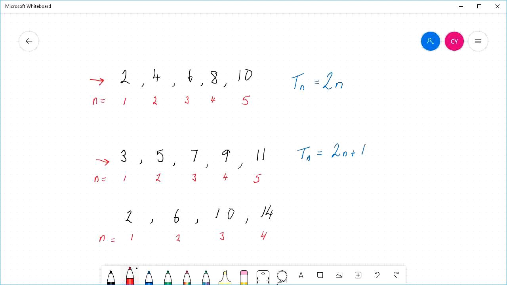Pause the video for a second and see if you can work out the rule for this sequence, 2, 6, 10, 14. I hope you did pause the video and that you worked out that the rule for that sequence is t sub n, the nth term, equals 4n take away 2.